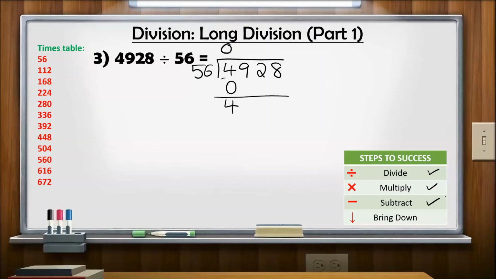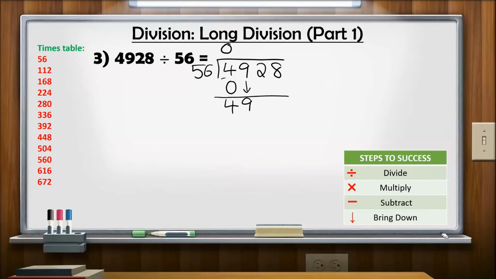And finally, I'm going to bring down any digits that we have. So the next digit I have is the number 9. So my 4 now becomes 49. And the whole process then repeats itself.